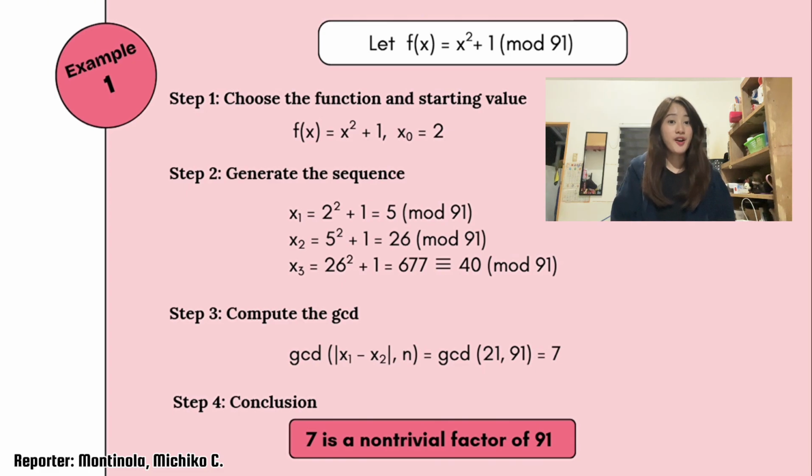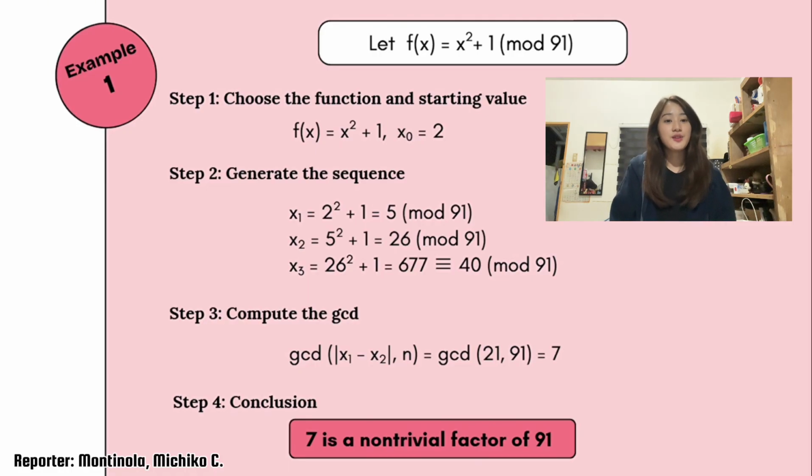After determining our function and our starting value, we can now generate the sequence. Using our function, we have x sub 1, and with our starting value, we have 2 squared plus 1 is equal to 5 modulo 91. And after determining the answer, we can now continue with the sequence by using the answer for x sub 1.